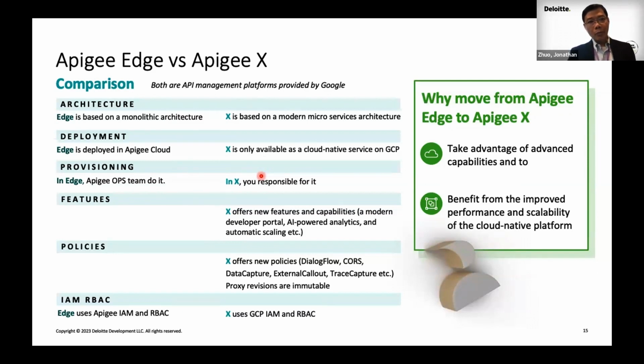Now the question becomes, why move from Apigee Edge to X? Well, Edge is a legacy product that was developed by Apigee, which was later acquired by Google. And Apigee X is a newer cloud-native platform that has been built from the ground up to provide advanced API management capabilities. Organizations are moving from Apigee Edge to X to take advantage of these advanced capabilities and to benefit from improved performance and scalability of the cloud-native platform.